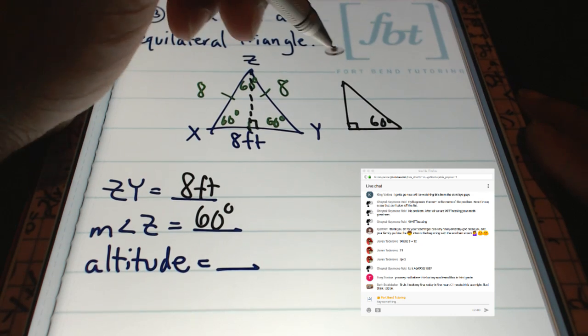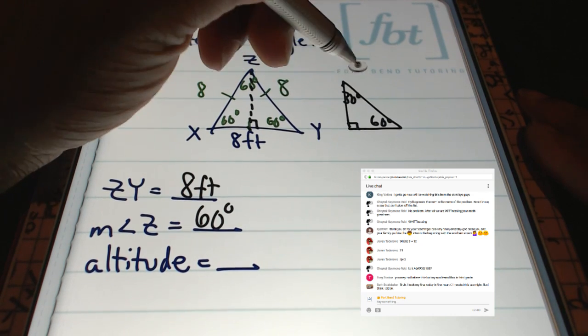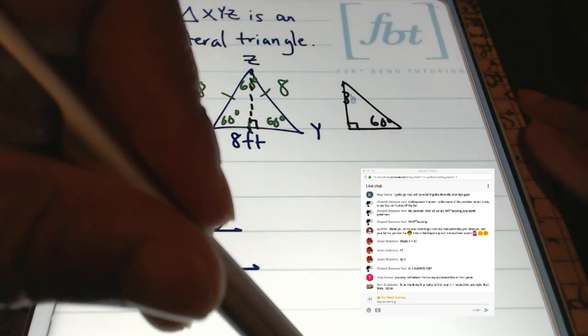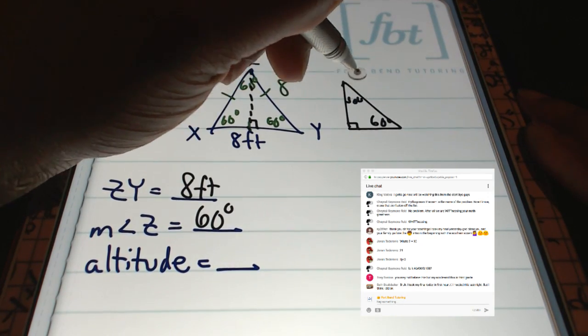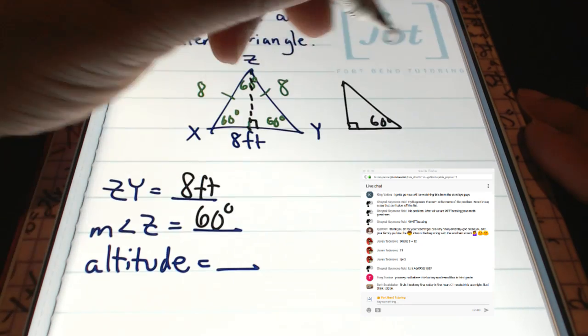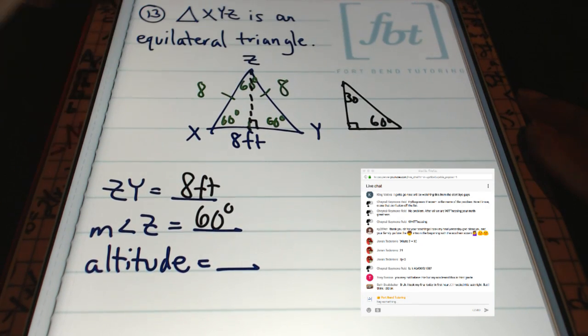It'll cut it in half. This is going to become a 30, 60, 90 triangle. That's what we have here. We have a 30, 60, 90 triangle. I'm trying to get 30 degrees in here, guys, but it's looking kind of ugly. We'll just leave it at that.